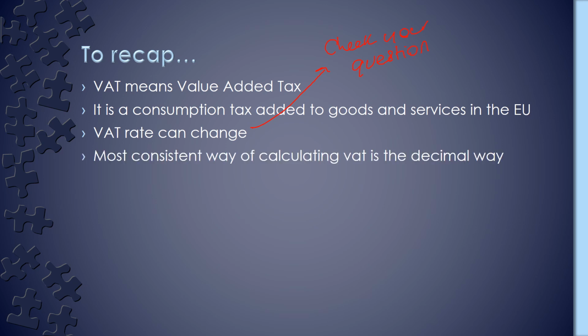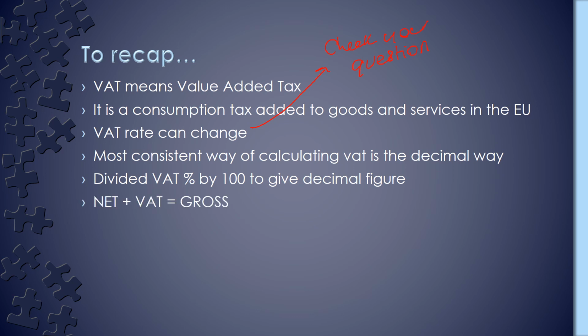The most consistent way of calculating VAT is the decimal way, which is what we've just been doing just now, so turn everything into a decimal. You divide the VAT rate by 100 to give the decimal figure, your net plus VAT equals gross. So remember that gross is the largest word, so it has to include everything.